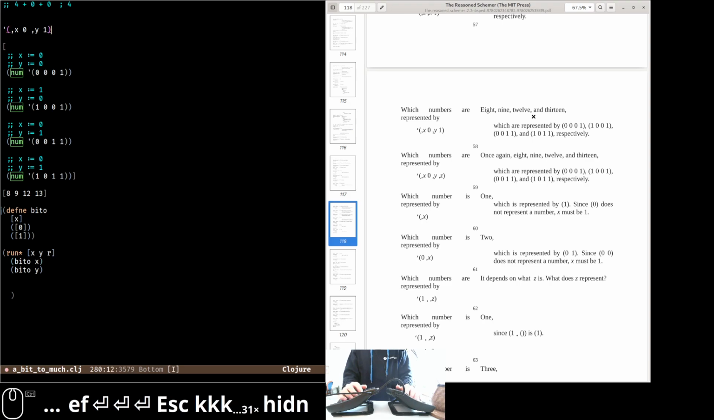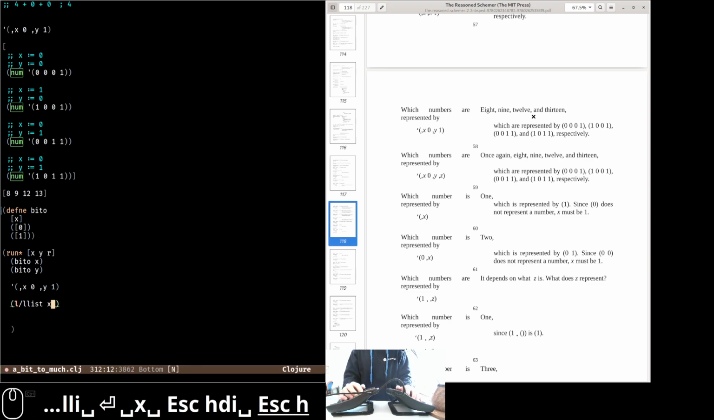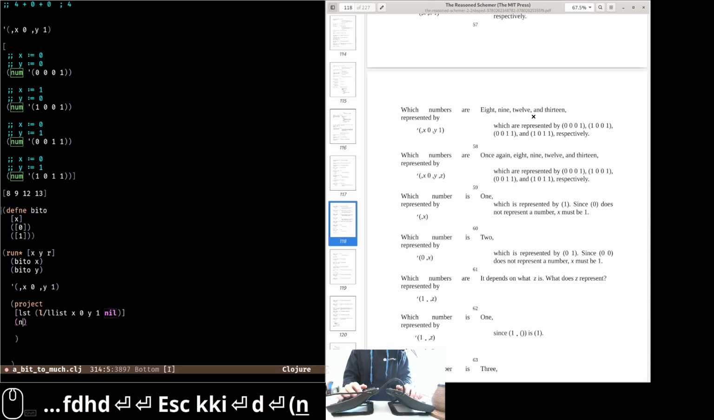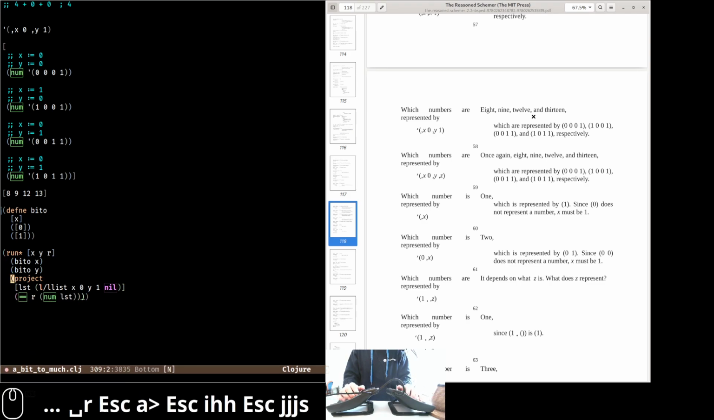Then I have this list. So I'm gonna use the logic list. Okay, this is gonna take the logic variable X, and then I say 0 and Y and 1, and it's a proper list like this. And now I think I can say project, because I'm using something that's not a relation now. This is this num. And now what actually will this do? Also yeah, now I can say R is the outcome of this num.